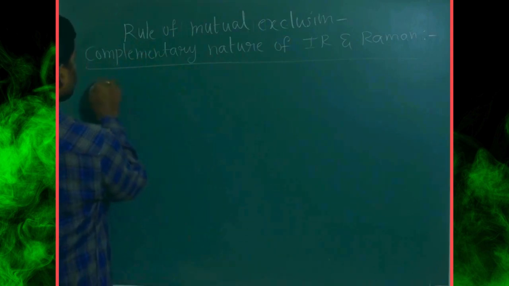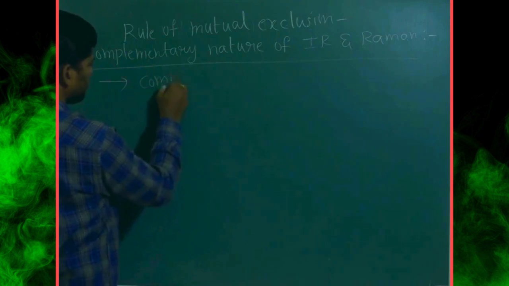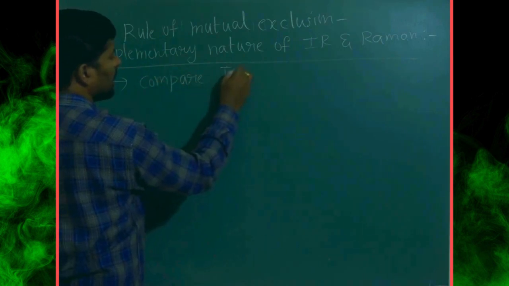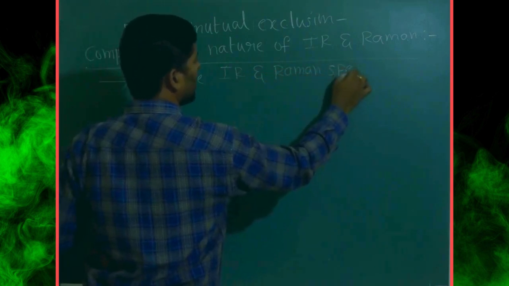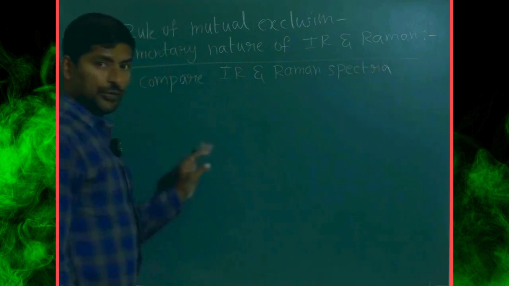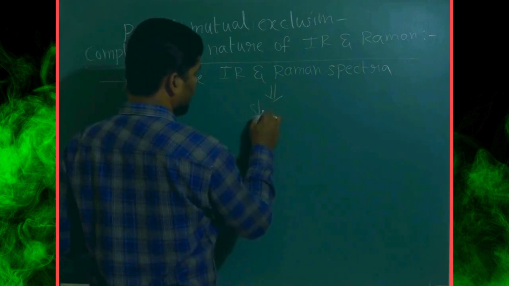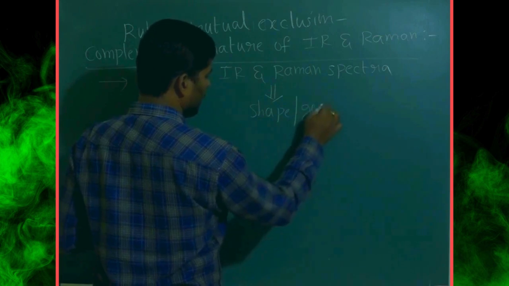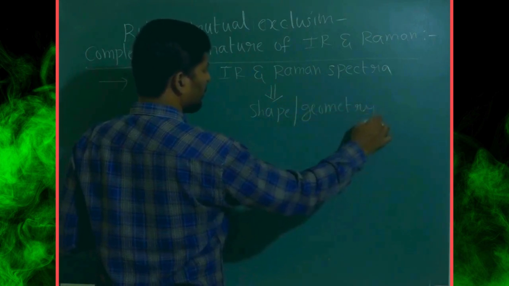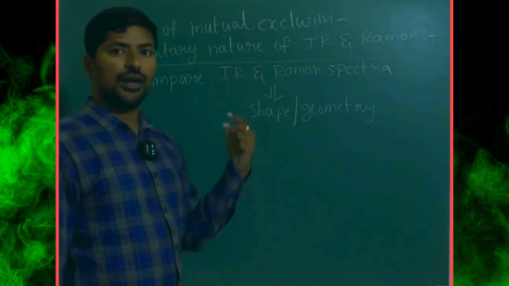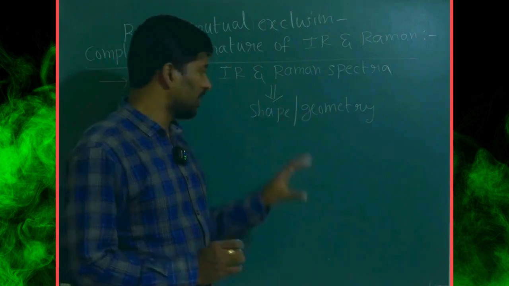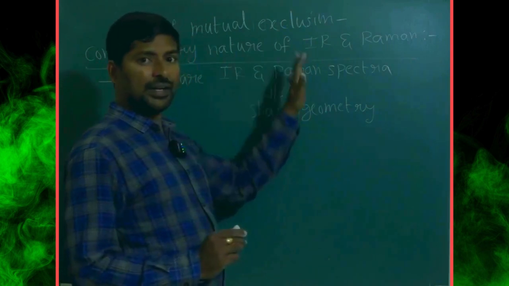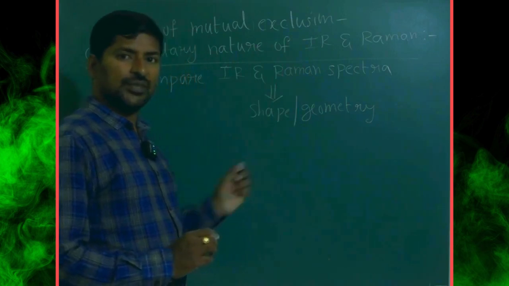So based on this, if you compare both IR and Raman spectra for a given molecule, by comparing that we can get the shape or geometry of the molecule, whether it possesses a linear structure or non-linear structure, whether it is centrosymmetric or non-centrosymmetric. Such information we can get by comparing IR and Raman spectra for a given molecule.